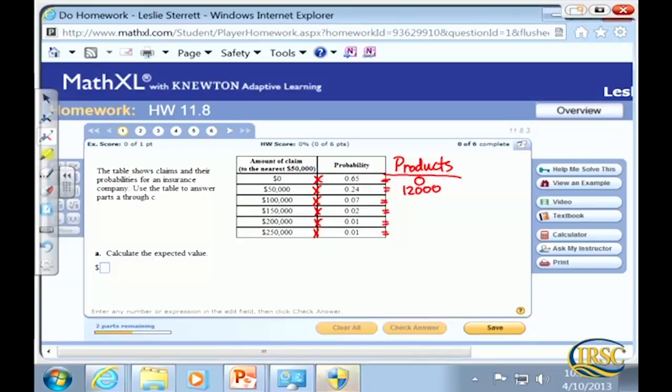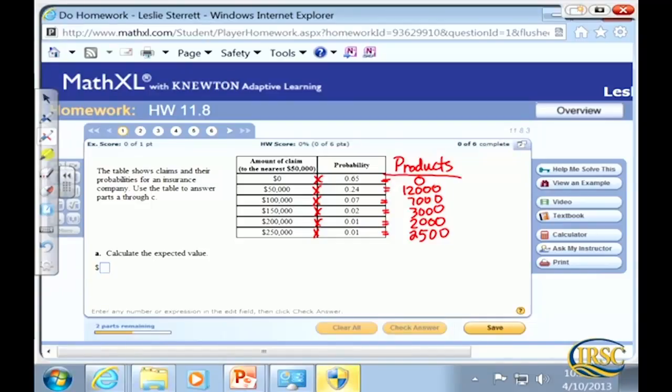100,000 times 0.07. 7,000. 150,000 times 0.02. 3,000. 200,000 times 0.01. 2,000. And 250,000 times 0.01. 2,500. Okay, any questions on those products?